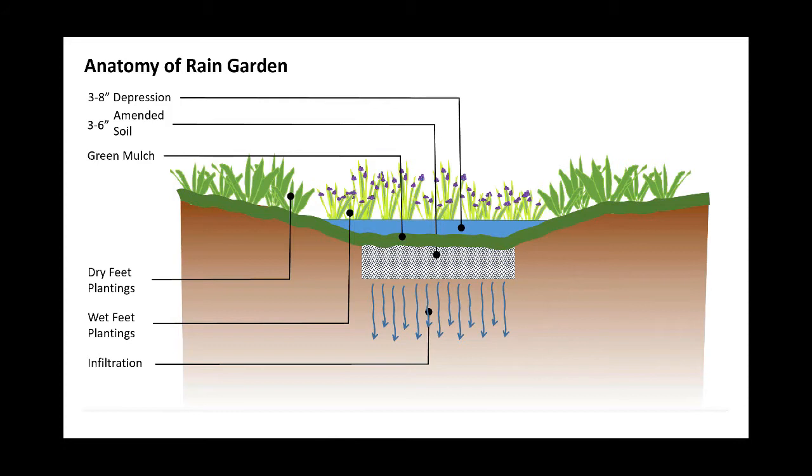We have plantings, and plants that have drier feet or are okay with a drier soil. And then we need plants that can live with wet feet, but then they also need to be able to live with the dry feet, because our rain gardens don't always have water in them. And to be honest, we don't want them to always have water in them.